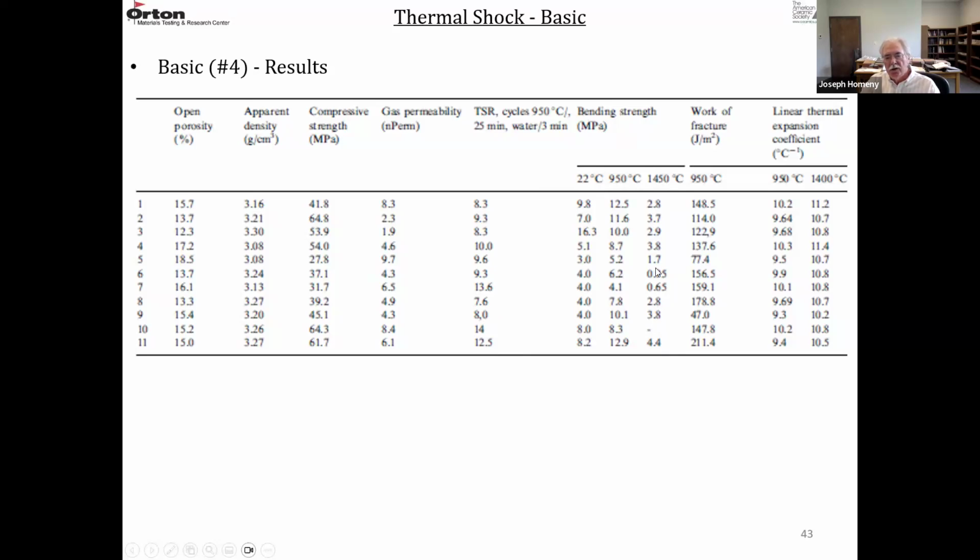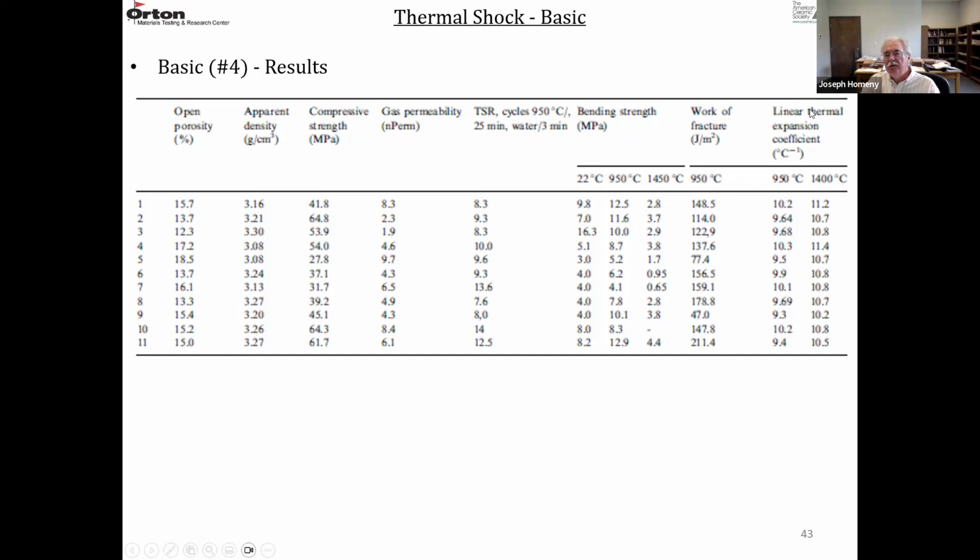And you can see the strength is falling off at the highest temperature because of the amount of low viscosity silicate phases at that temperature. The work of fracture in joules per meter squared was measured at 950 degrees C. Some are low, around 77. Some are about 3 times higher, 211.